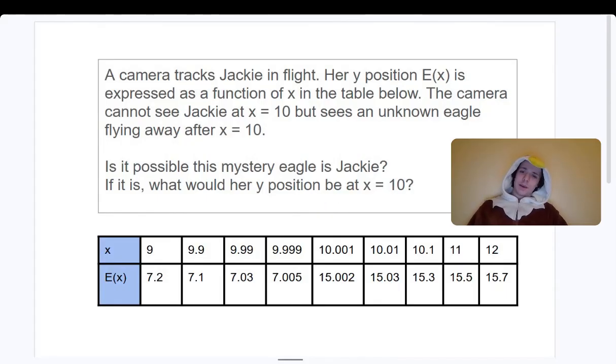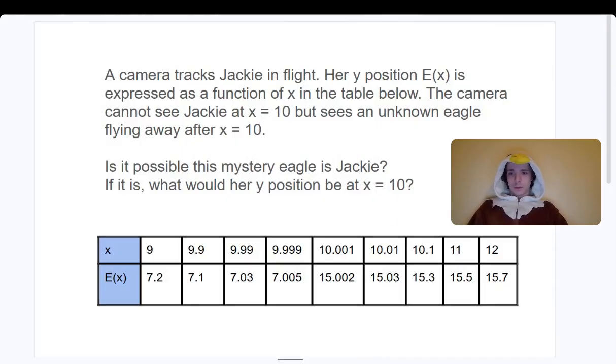Well, let's think about this. Jackie is flying at x equals 9, 9.9, 9.99, getting really, really close to 7. But then, let's go from the other way. This other eagle is at 11, 10.1, 10.01, 10.001, and this other eagle is getting really close to 15. So we could say that no, this can't be Jackie.